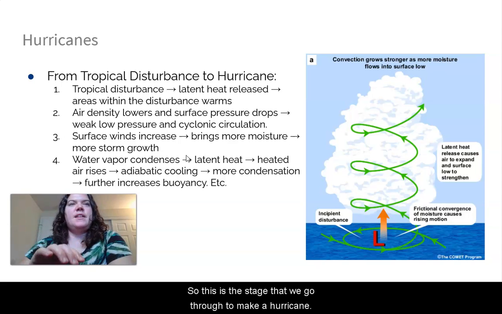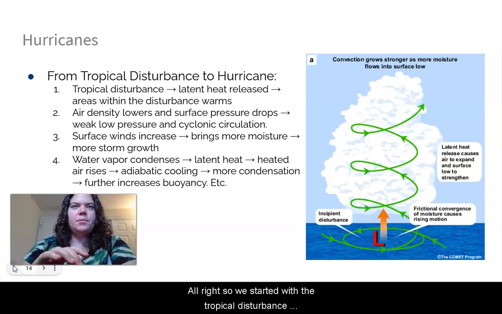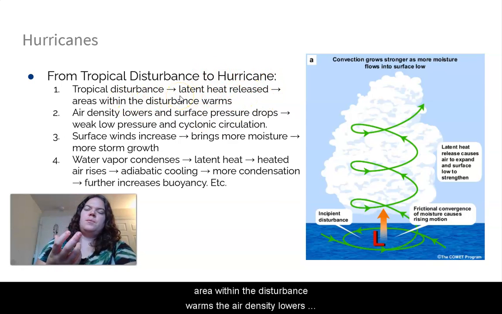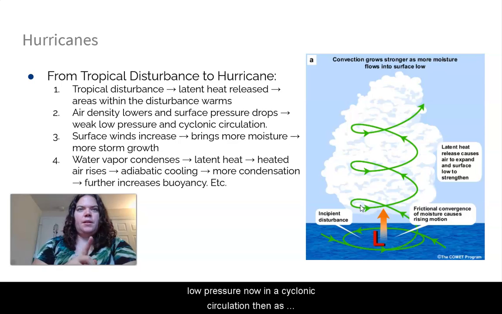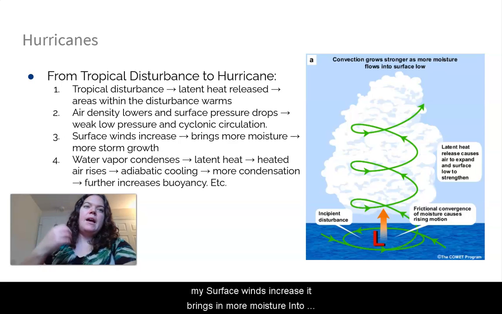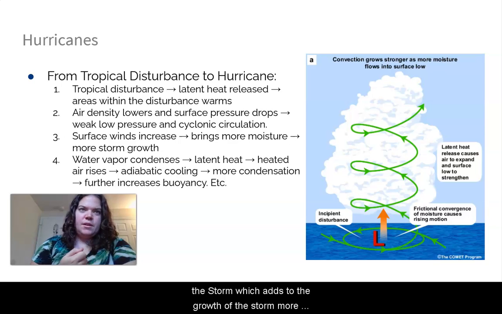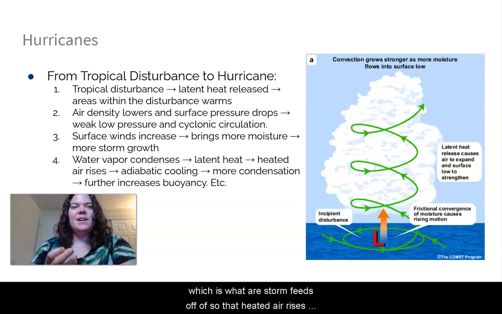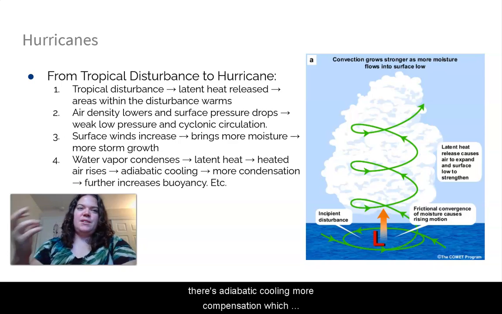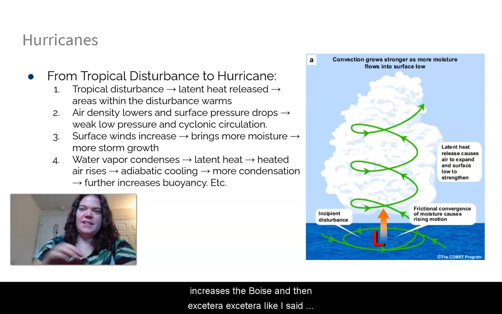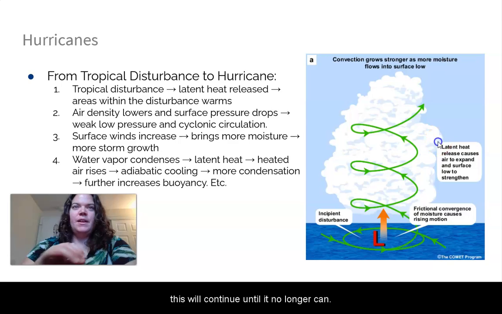Okay, so these are the stages that we go through to make our hurricane. We start with a tropical disturbance, which then has latent heat being released. So the area within the disturbance warms, the air density lowers, and surface pressure drops, right? So we have a weak low pressure now and a cyclonic circulation. Then, as surface winds increase, it brings more moisture into the storm, which adds to the growth of the storm. More water vapor condenses, which leads to more latent heat, which is what our storm feeds off of. So the heated air rises, there's adiabatic cooling, more condensation, which increases the buoyancy, and so on. Like I said, this will continue until it no longer can.